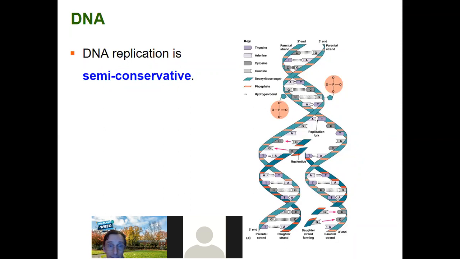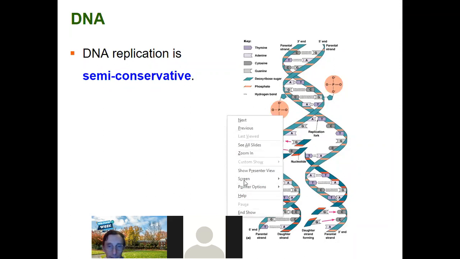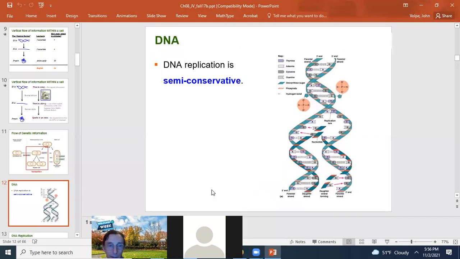This we call the semi-conservative model of replication, because one strand is used as a template to make the new strand. And then one daughter cell will get one strand of the old DNA and one strand of newly replicated DNA. Semi-conservative model of DNA replication. Any question about any of that?